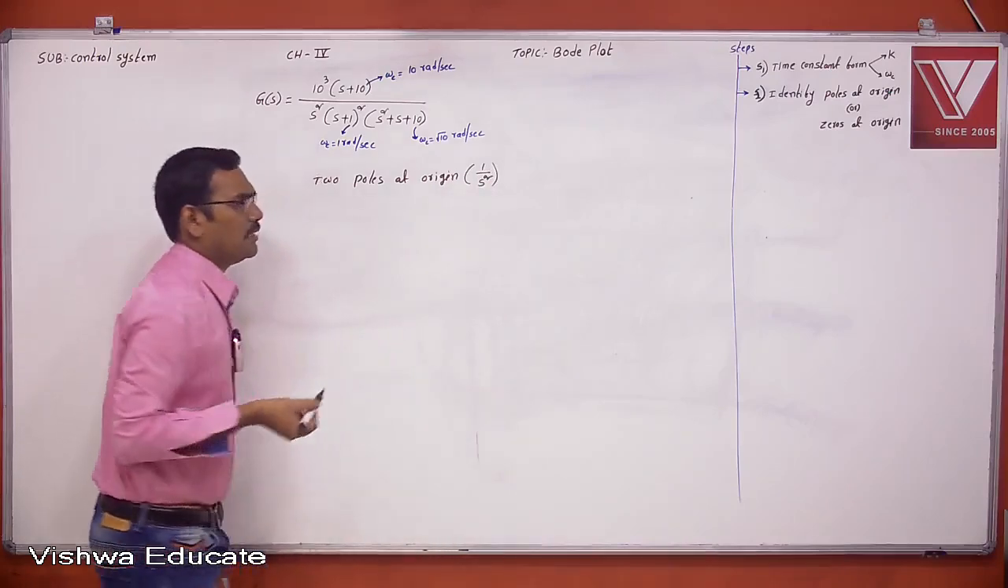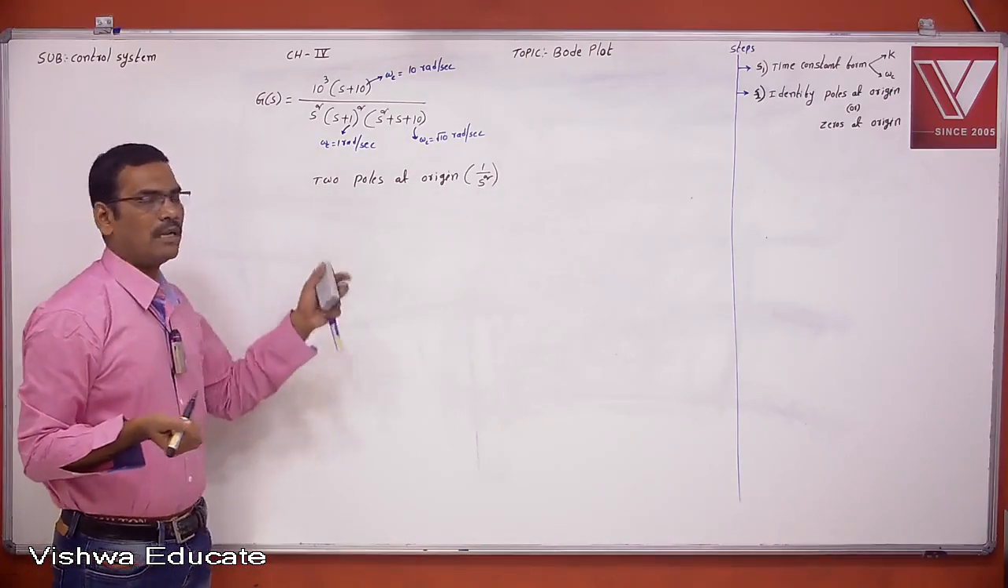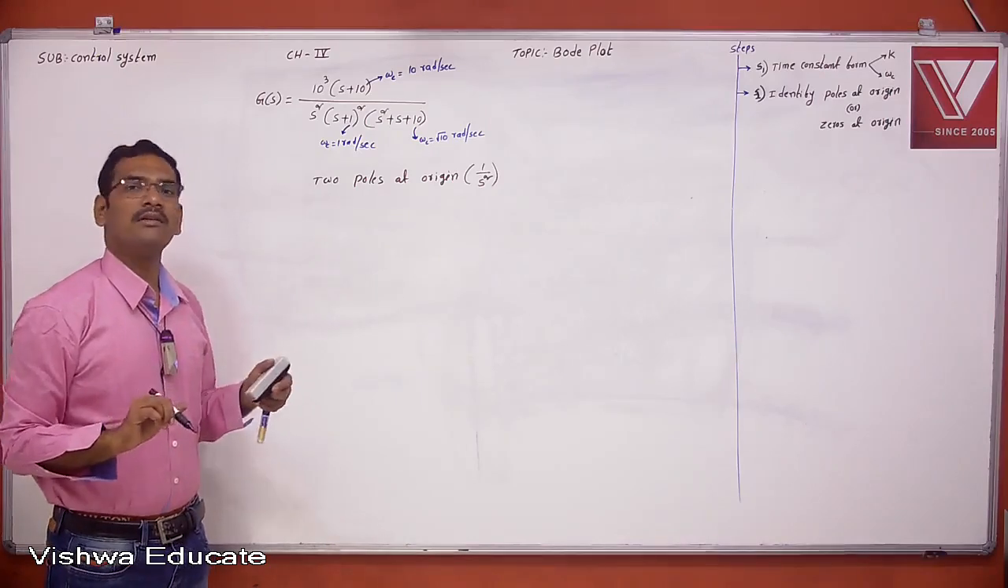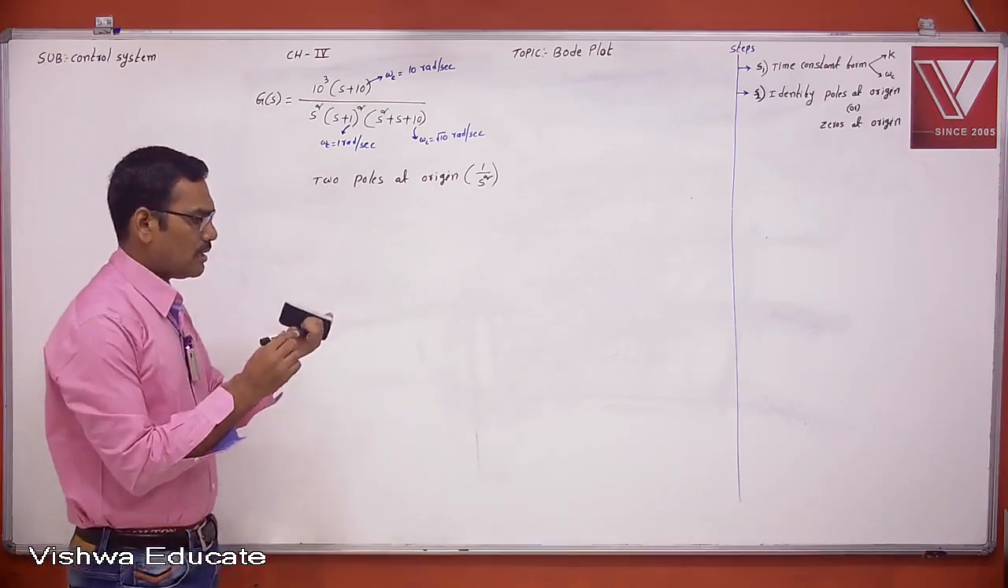If it is zeros at origin, there are 2 zeros at origin. If it is poles at origin, there are poles at origin. Or there may be no poles and no zeros at origin. Whatever it may be, you first identify. Okay. Now this is step number 2.